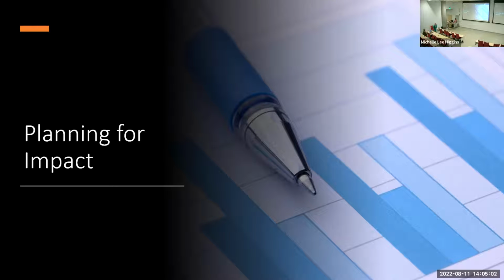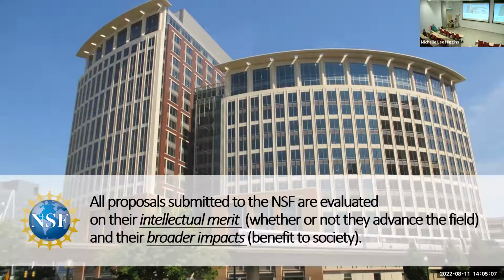So we're going to talk a little bit about planning for impact. As Jen mentioned, NSF has the criteria for both intellectual merit and broader impacts. They spend a lot of time talking with the reviewers about making sure that not only are we looking at the science, the research that happens, but also the broader impacts, and making sure that the discussions are happening about that at the panel review.